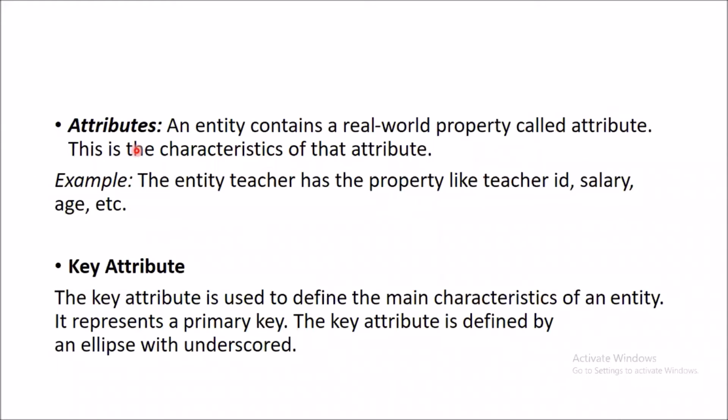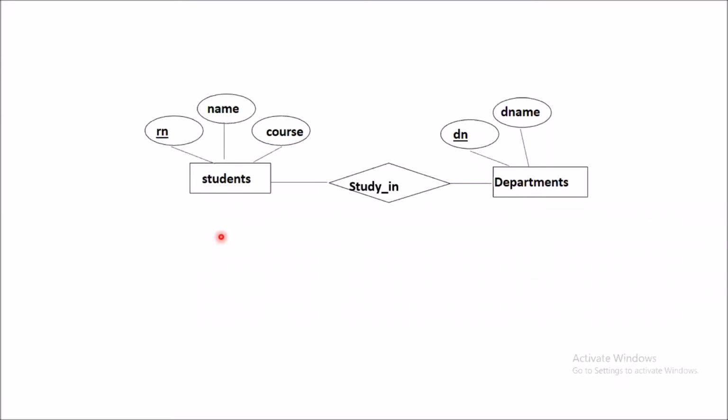Now next is attribute. An entity contains real world properties called attributes, and these are the characteristics of an entity. An entity like a teacher has properties like teacher ID, salary and age, etc. So here you can see student is an entity. Their properties like roll number, name, courses are the attributes. Similarly, department is an entity. Department number, department name are the attributes which show the properties of these entities.